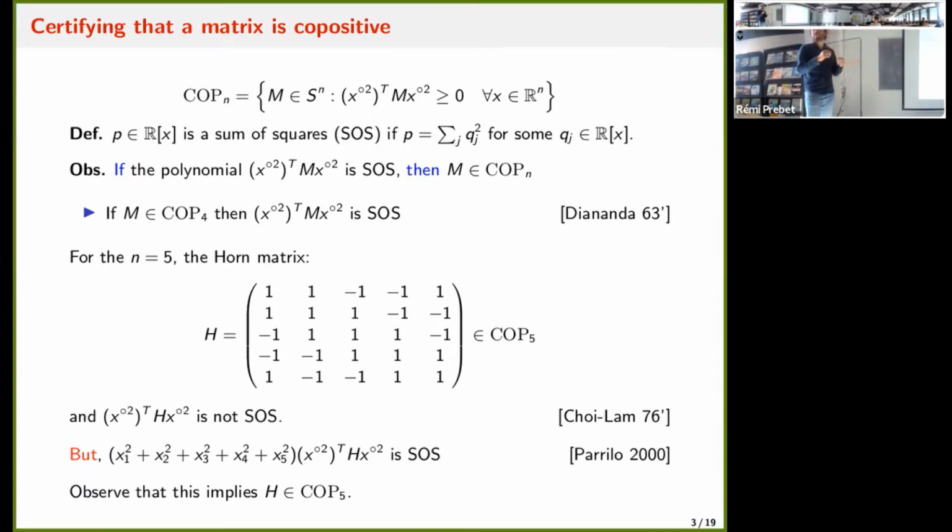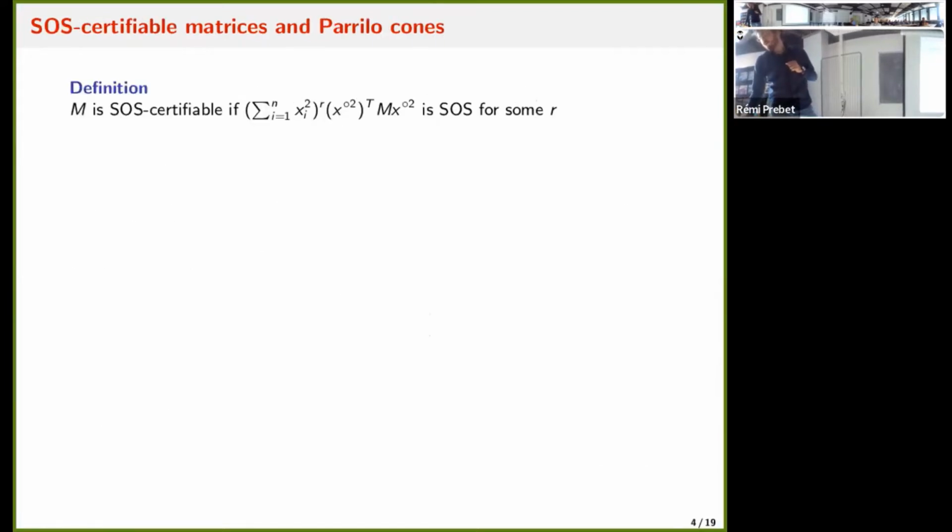So this is also like a sum of squares certificate for copositivity purposes. Then we can consider the more general certificates of this type in the following way. We say that the matrix M is SOS certifiable if the following polynomial is a sum of squares for some r: the sum of the squares of the variables to some power r, times the associated polynomial, is a sum of squares.